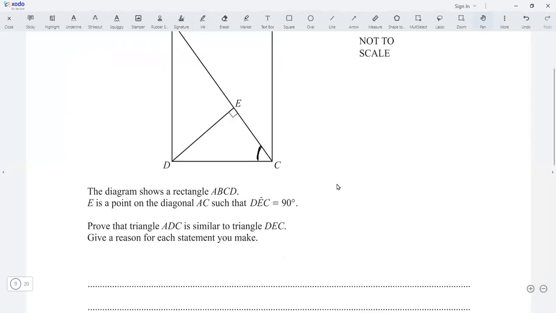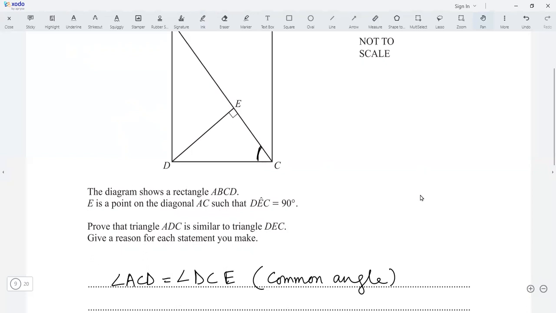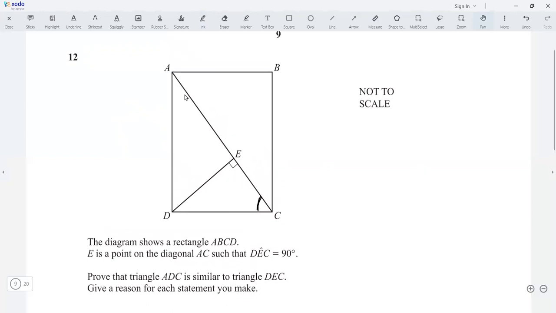So we can write down the letters must be written as it is, like A, C and D. If we're looking at angle ACD, it must be equal to angle DCE, which means angle at C is common. We can write down common angle. This is the first angle, and the reason is quite simple as well. The other one is the right angle. So the complete shape is a rectangle, and the rectangle's corners are right angles. So it is 90 degrees here.